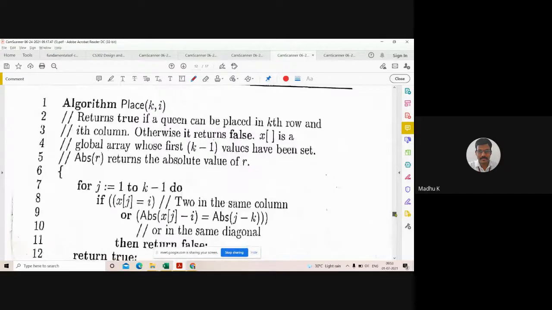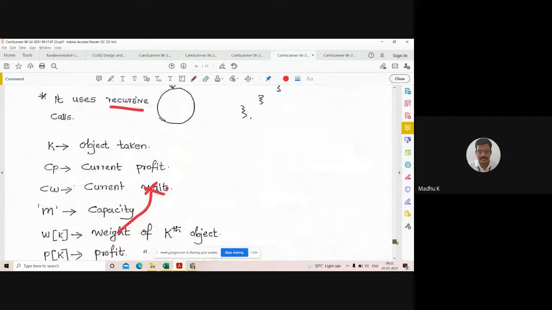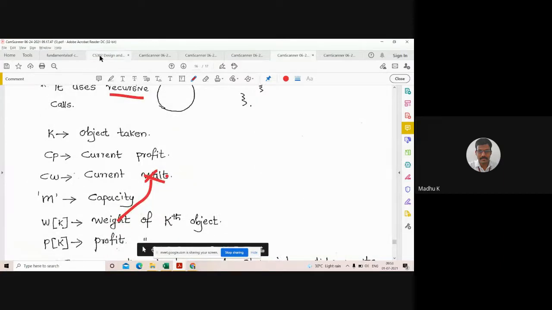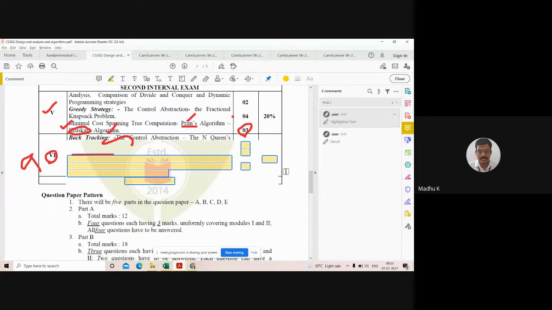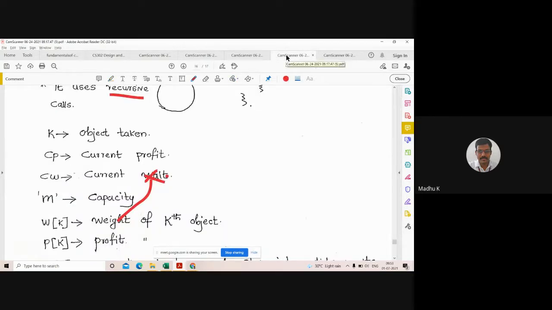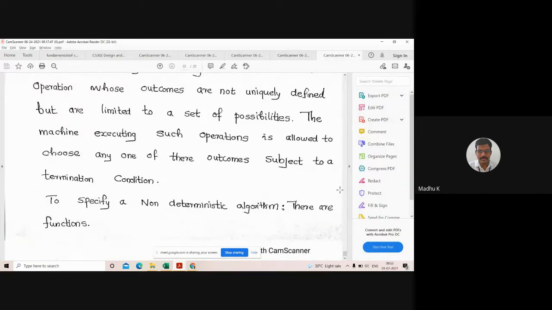Okay. So next, what we are trying to do is, this is our syllabus. Next concept is branch and bound. Next problem solving approach we want to study is branch and bound. I will take that topic at the last session of this module, tomorrow, day after tomorrow. Then we can finish the module.